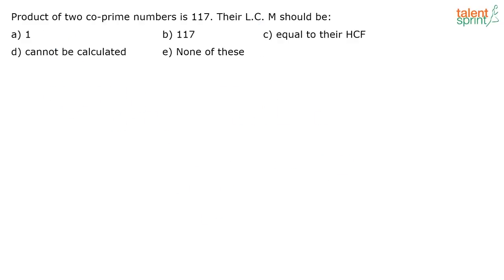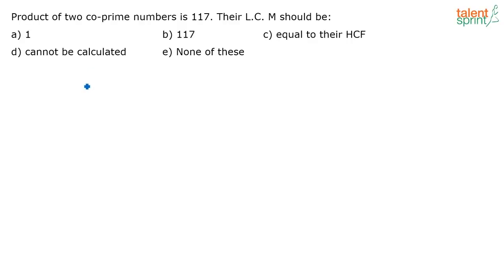Next question. Product of two coprimes is 117. Their LCM should be dash. So, if you know the definition of coprime, this is an easy question. In 1 second, you will get the answer. What is the answer for this question? So, it's a straightforward question. No calculation, nothing to be done, just give me the answer.